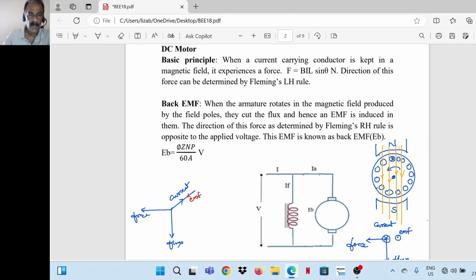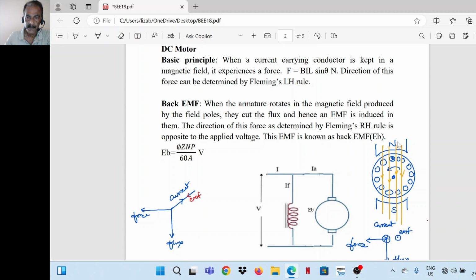Now the basic principle of a DC motor is that when a current carrying conductor is kept in a magnetic field, it experiences a force. And due to this force, it starts rotating. And the direction of this force can be determined by Fleming's left-hand rule. We are familiar with this.